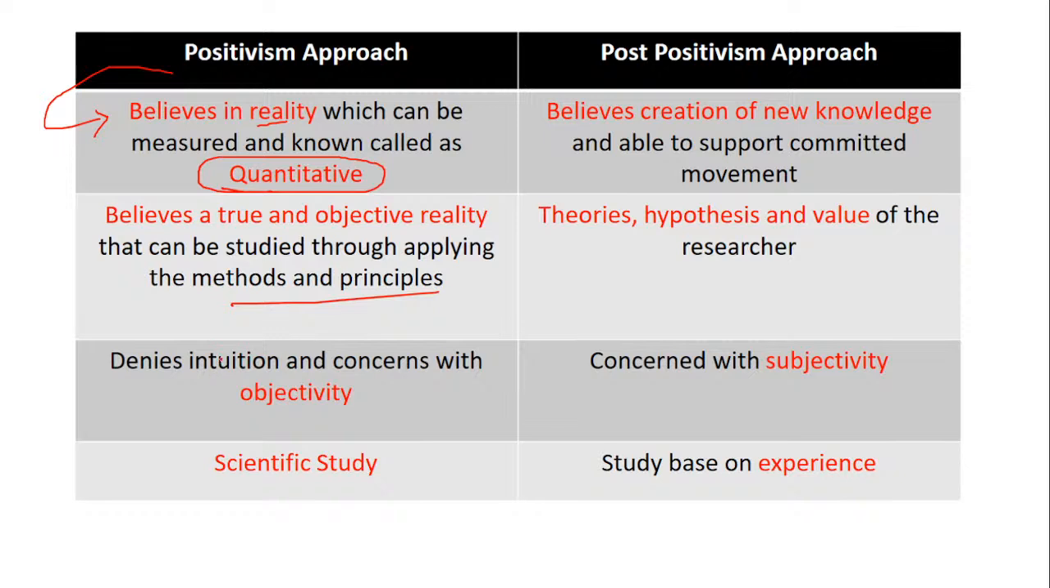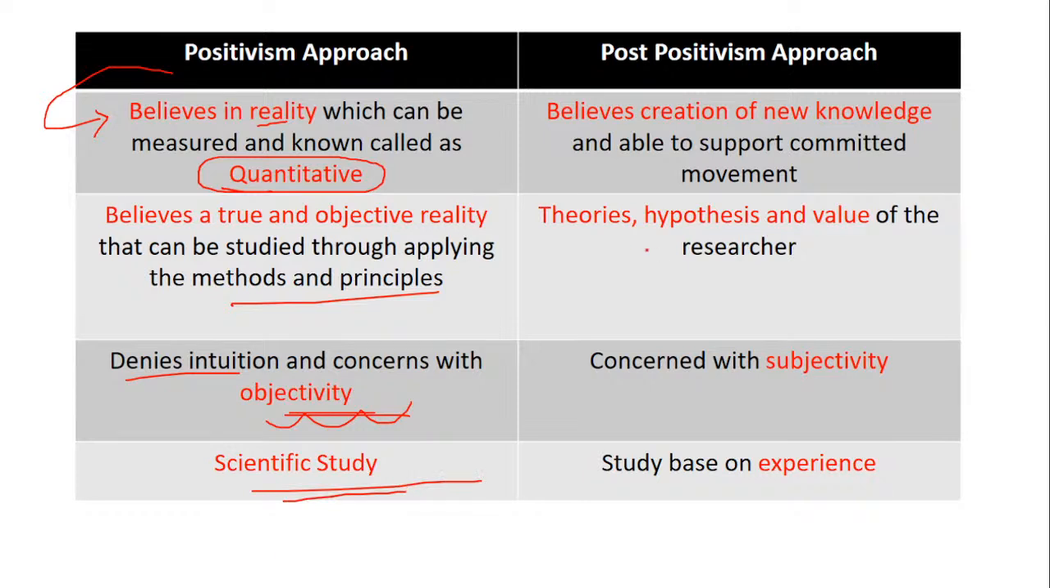Now it denies the intuition and is concerned with objectivity. So for example, it does not take into consideration intuition, and it is concerned with objectivity. So basically quantitative approach or positivism approach is talking about objectivity. It means it will decline subjectivity. You have to keep this in mind. And it is based on scientific study.